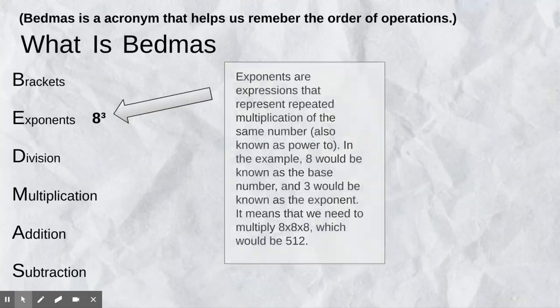Exponents. Exponents are expressions that represent repeated multiplication of the same number, also known as the power. In the example, 8 would be known as the base number and 3 would be known as the exponent. It means that we need to multiply 8 times 8 times 8, which would be 512. Here are some examples of exponents.